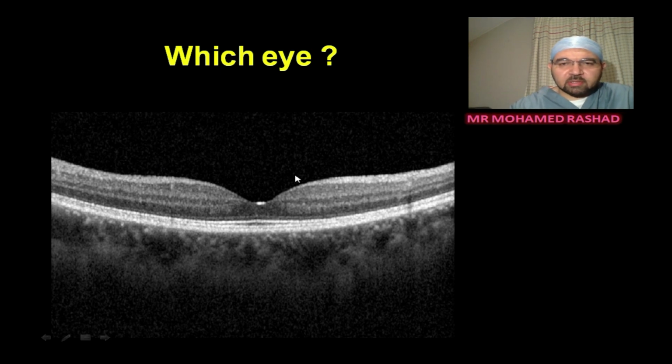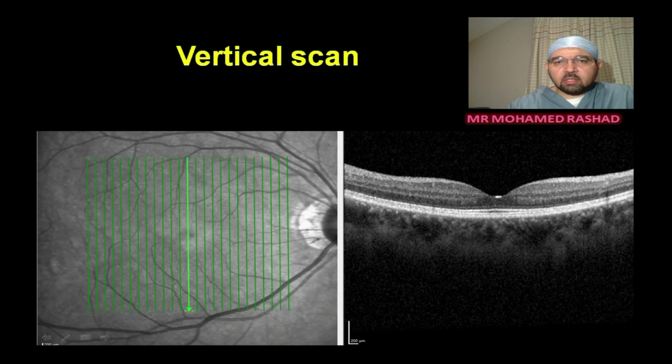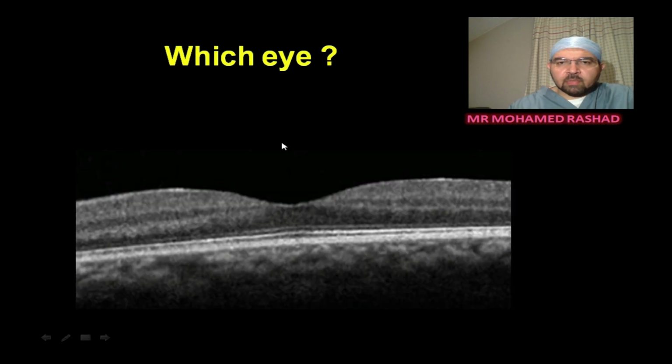So now you find that the two bands are equal. If you see here the near infrared reflectance image, and you see the orientation of the scan here is vertical, then in this case, if I give you this OCT only, you cannot say which eye this is. So that's the importance, that you have to be oriented about the location of the scan.